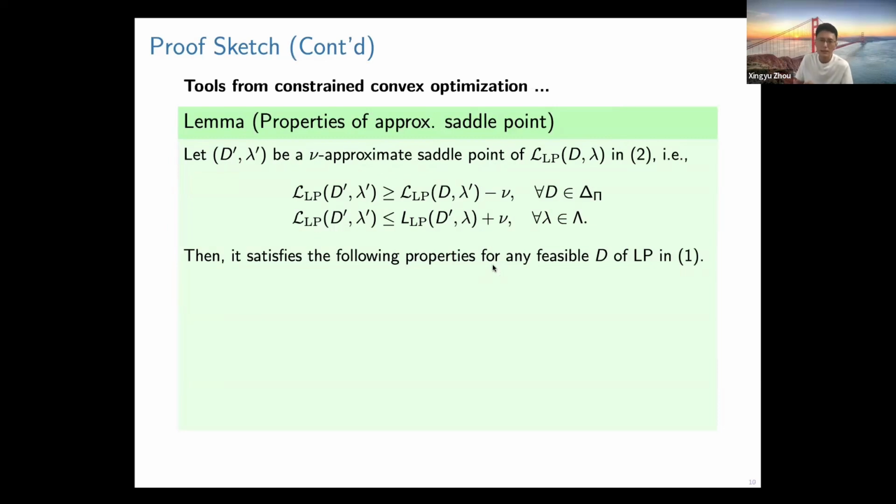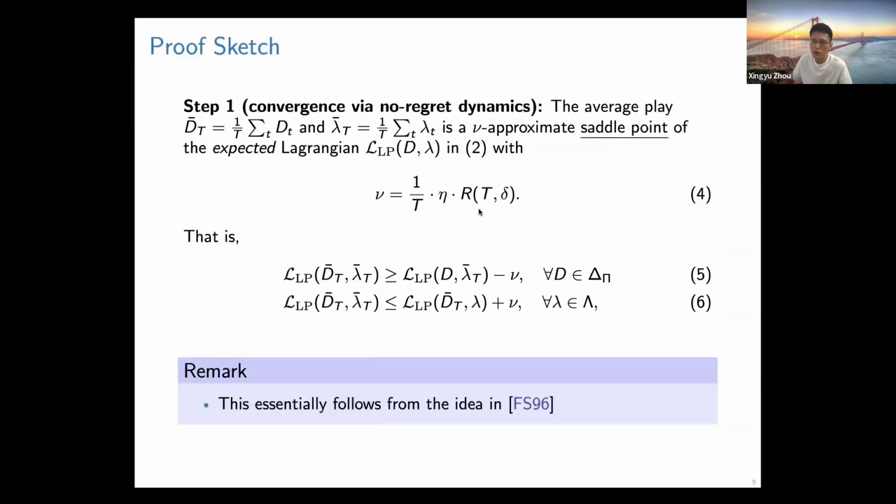It says that if (D', lambda') is a saddle point, it directly satisfies the following three properties. The first one: D', the average play, is very close to any RD, by this 2ν approximation ratio. This will be used to directly give us the regret, because the regret is related to the difference RD* minus RD', right? And the difference is 2ν. And the 2ν is related to the normalized regret.